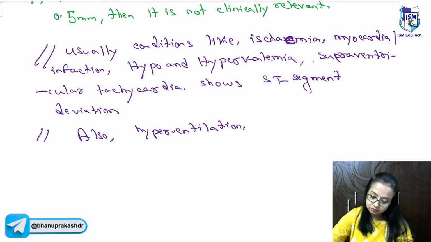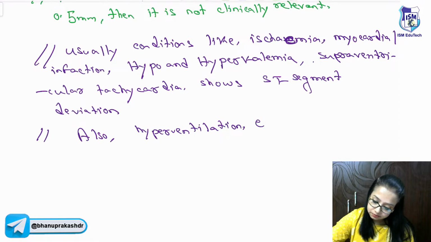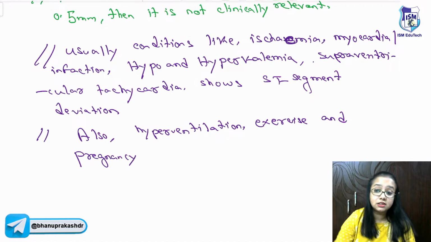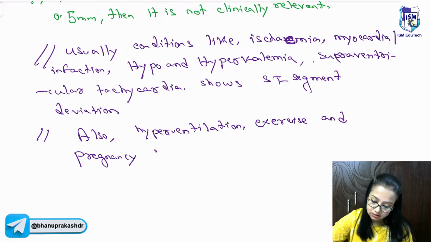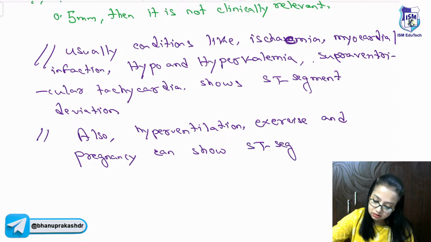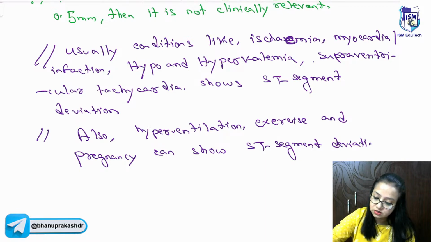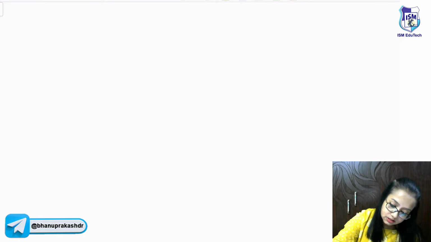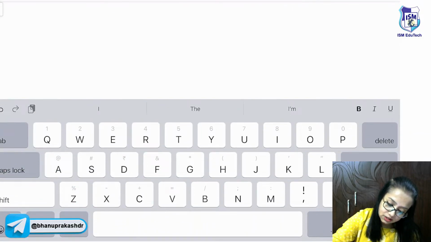Ventilation, exercise, and pregnancy. These are the non-clinical conditions that can show ST segment deviations. Okay, now let's study some of the examples.